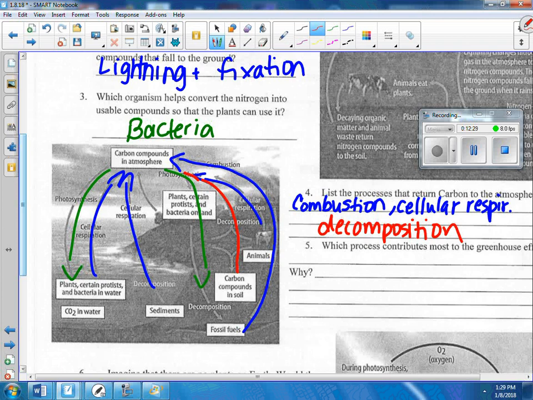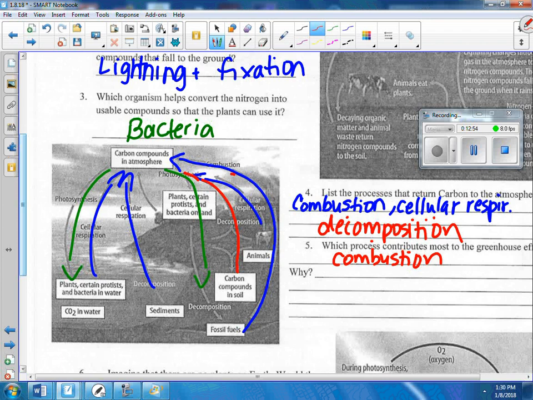Yes. So which one of these terms means burning fuels? Is it composition, cellular respiration, or decomposition? Decomposition, we're breaking down dead things. What's burning? Burning the fossil fuels is combustion. And we're going to say combustion and cellular respiration. We're going to stick to combustion.